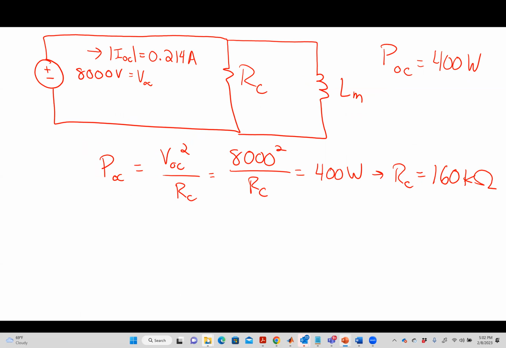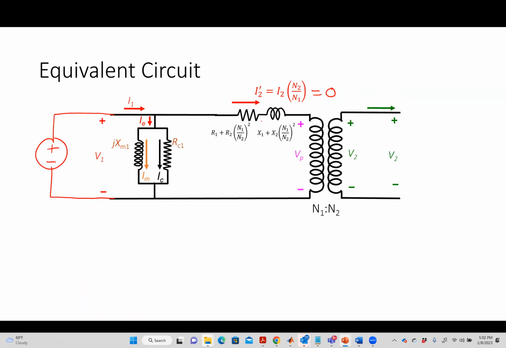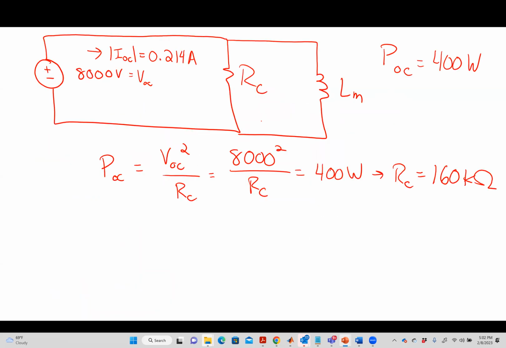The parameters that I took here were for a 20 kVA transformer. I said I rate my transformers in apparent power. So with 20 kVA at 8,000 volts, that's a pretty small current flowing in this thing. So I've got the power that gave me the R sub C. Now, how do I get to the L? How can I get that?